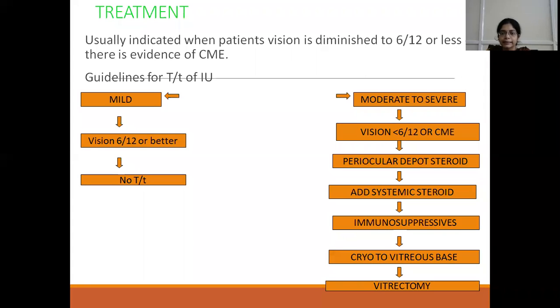Now, if there is still snowbanking and it is not resolving, you can go for laser photocoagulation, or you can go for cryotherapy to the area of the vitreous base or the area of snowbanking, so as to curtail the further extension. Even if cryotherapy or laser photocoagulation are not helping, then you can go for the last stage, which is surgical management, which is pars plana vitrectomy.